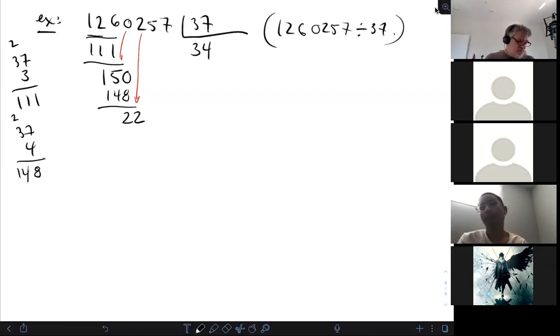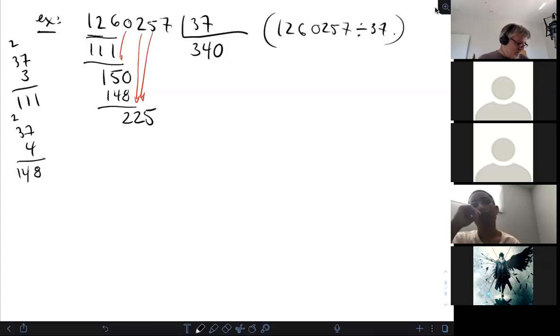So how many times does 37 go into 22? It goes 0 times. Yes, exactly. So I need to put that 0 in. I really need to do that, because otherwise I'm going to mess up everything. And now I bring down the next one like this. Okay, so now I'm okay.